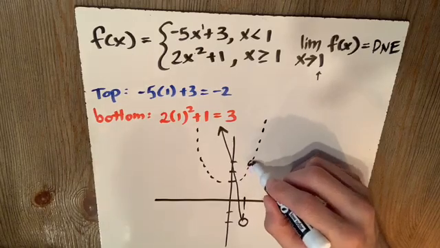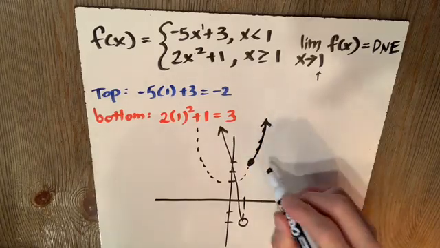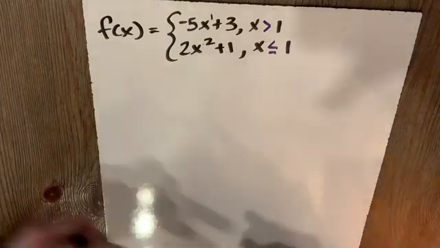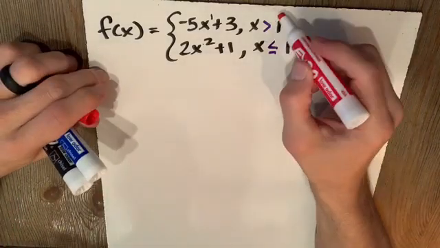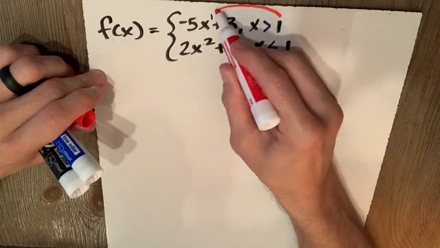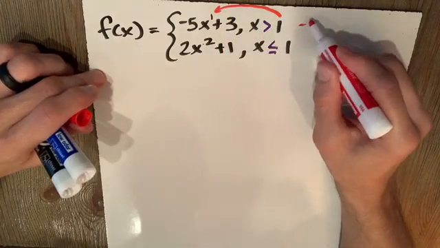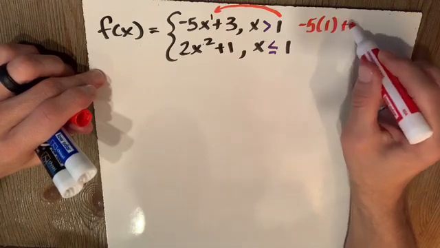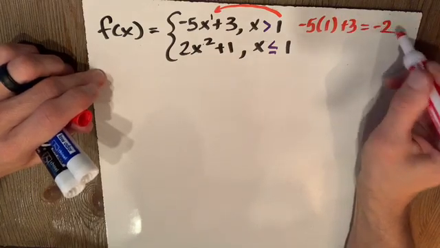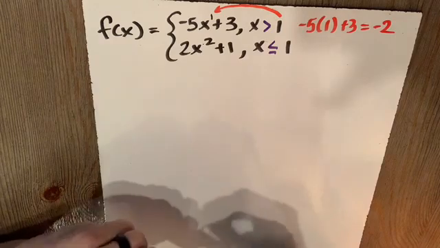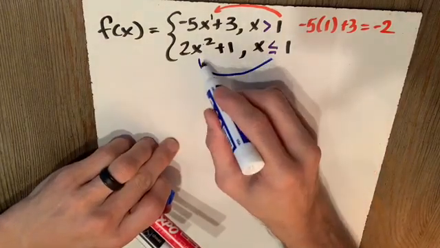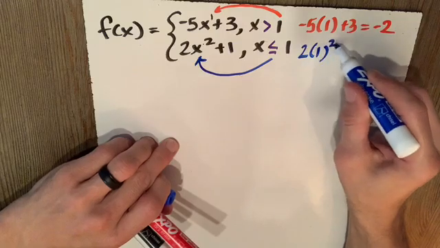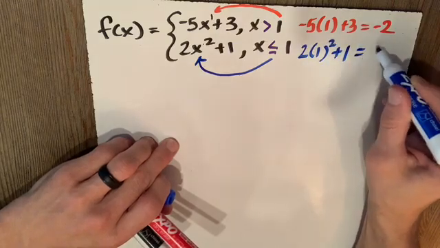And I'm only allowed from this point on. You can see, here's our point. Here is a piecewise function. Again, we don't even have to graph this to find the limit. If I put in 1 for this top function, I get -5 times 1 plus 3, which is -2. And if I put in a 1, the point of interest, for this bottom function, I get 2 times 1 squared plus 1, which is 3.